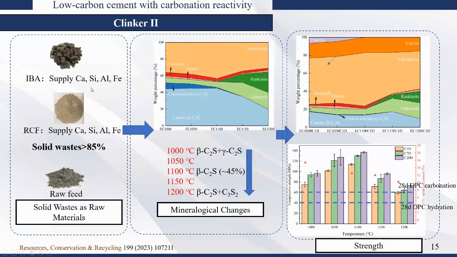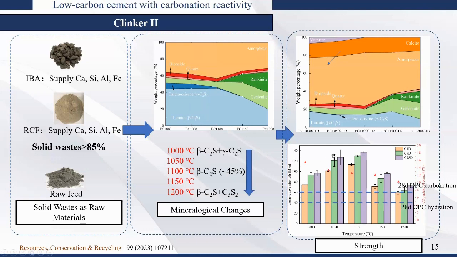And in clinker 2, we target using IABA and RCF to supply different ions. On this side, the solid waste is greater than 85%. We played with the temperature more closely this time, and because we realized that C2S can give us very high strength, in clinker 2 we only focus on C2S. When we vary the temperature from 1000 degrees C to 1200 degrees C, the beta C2S and gamma C2S content varied. Particularly at 1100 degrees C, the beta C2S content becomes the highest, around 45%.